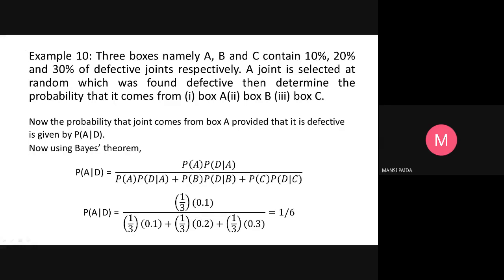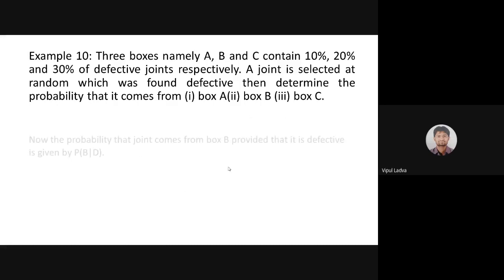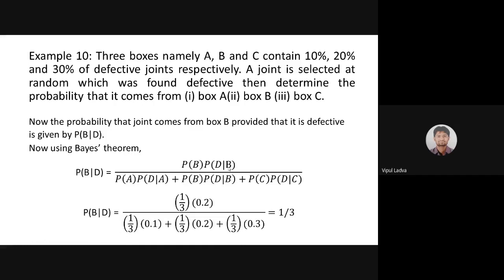Yes, sir. So P of B over D is equal to P of B into P of D over B, and the rest of the things will be the same. In the numerator, I will just have P of B into the probability of D with respect to B. Yes, P of B, P of D over B, and in the denominator, the rest of the things will remain the same.